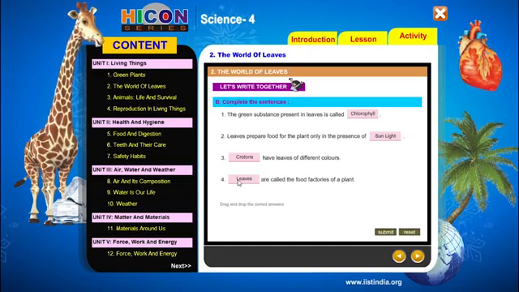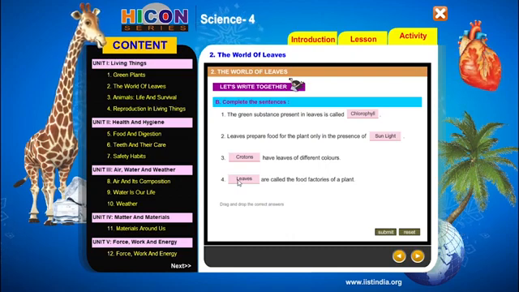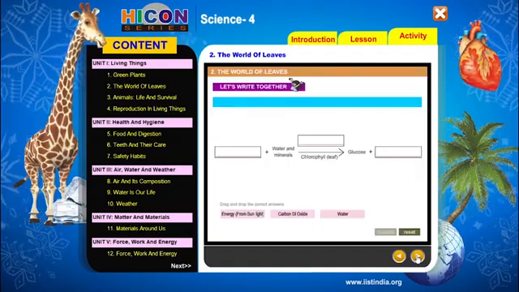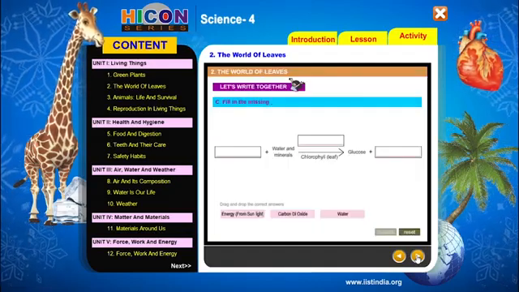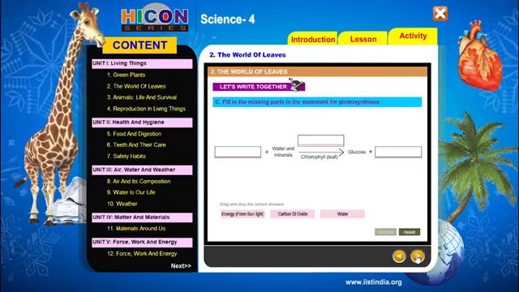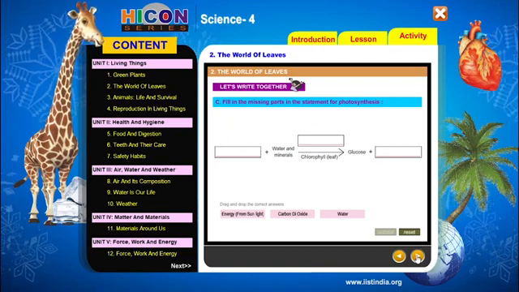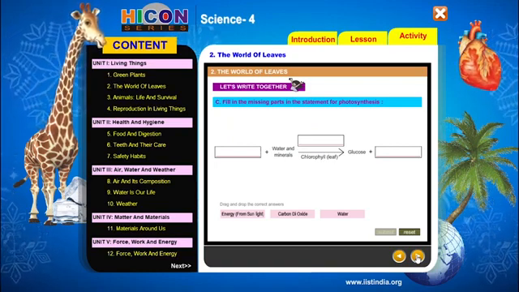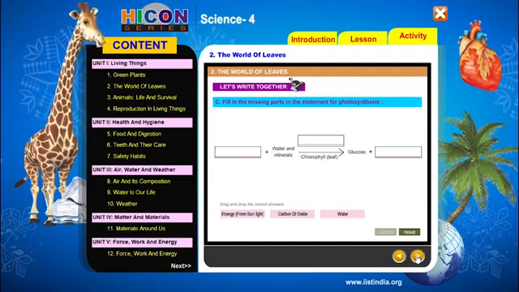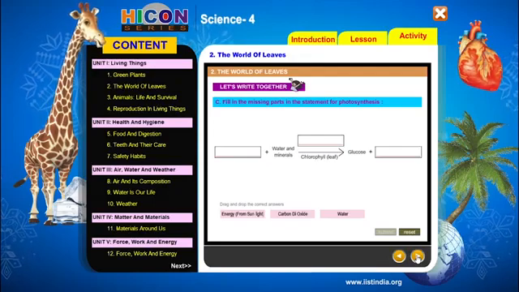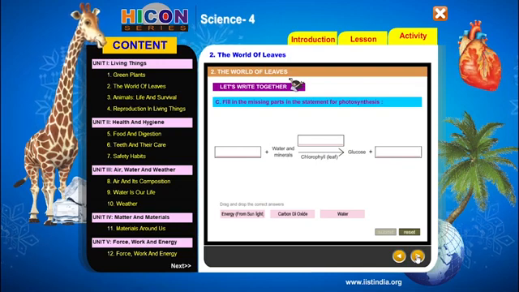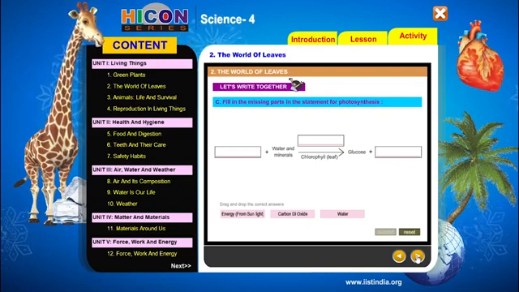So children, this is the second part of our activity session. So let us enter the next part in the activity session. Let's write it together. Fill in the missing parts in the statement for photosynthesis. Children, they have given an equation, that means a word equation for photosynthesis. Now we have to fill the gaps given in that equation with suitable answers. The answers are also provided below the equation in the pink colored boxes.